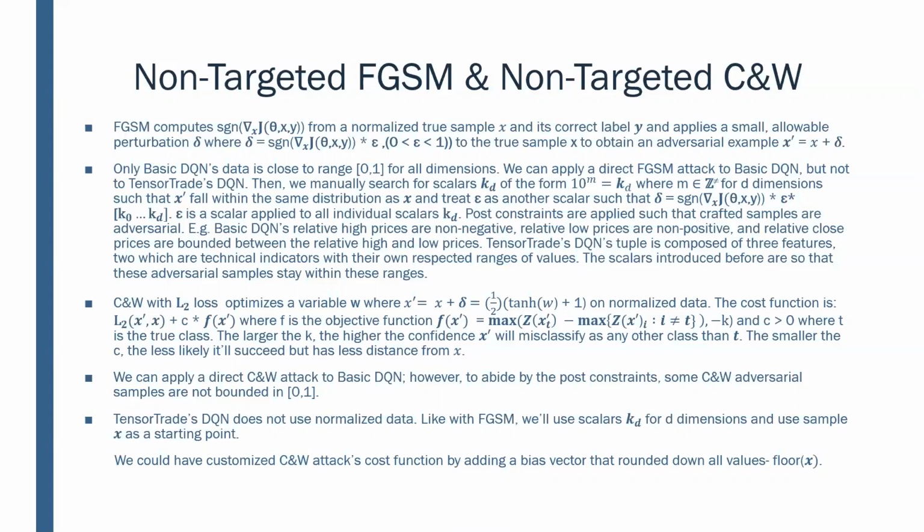For the basic DQN, you can apply this directly, and you don't have to interfere too much, because the closing price, high price, and low price are all around the same sorts of ranges of values. And if you take a step size in any of those dimensions, it's not odd to see that they can be uniform across all dimensions, relatively speaking.